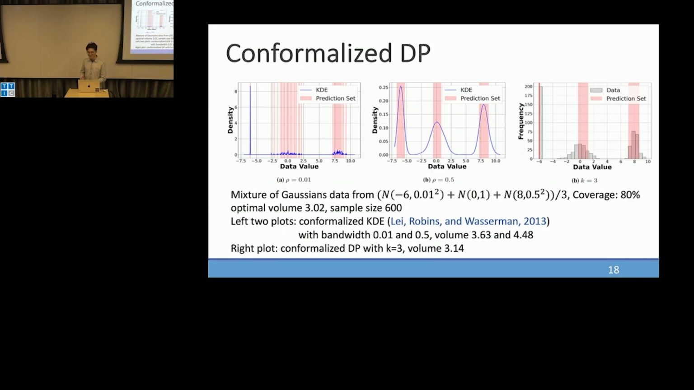However, in our case, when our choice of the number of intervals k is larger than the actual number of modes in the model, then we get a good solution. Here we show k equal to 3, but if you pick k as 4, 5, or 6, it stays the same. So it's pretty stable in terms of the choice of parameters. We also get very good volume compared to the density estimation.